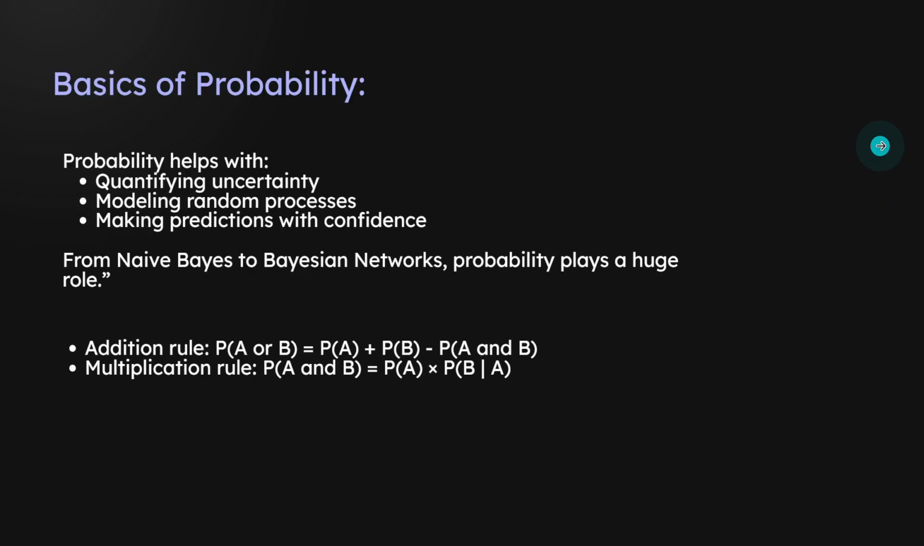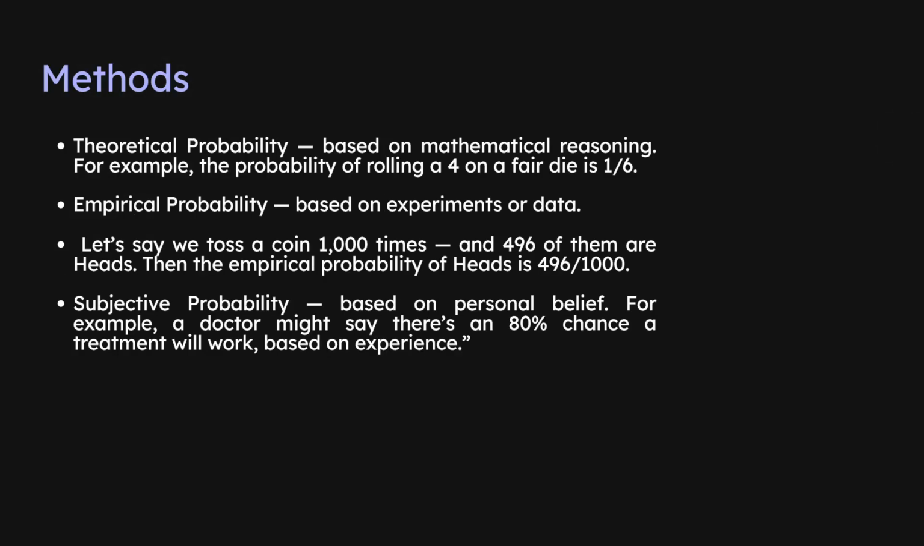So now let me move on to the basics of probability. It helps with quantifying uncertainty, modeling random processes, making predictions with confidence, and from naive Bayes to Bayesian networks, probability plays a huge role. The two important rules in probability are the addition rule and the multiplication rule. And when it comes to the methods, theoretical probability, empirical probability, and subjective probability are the three main methods.